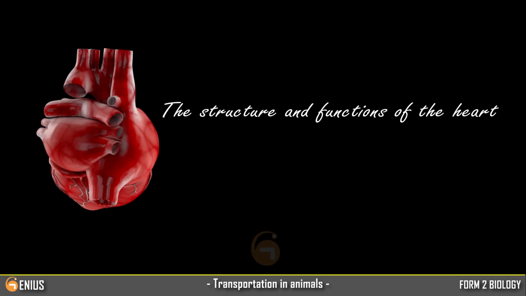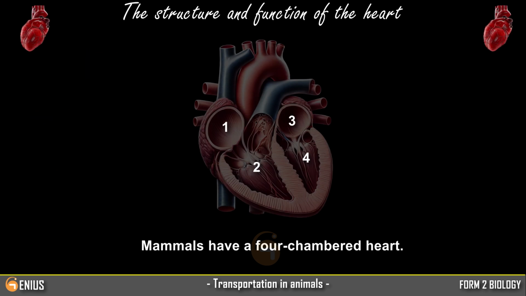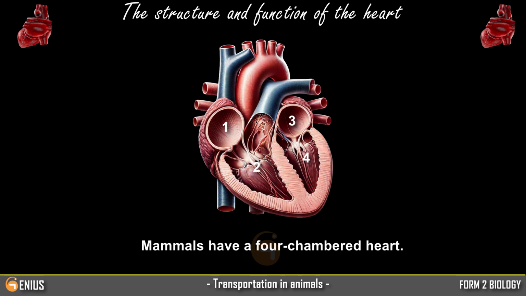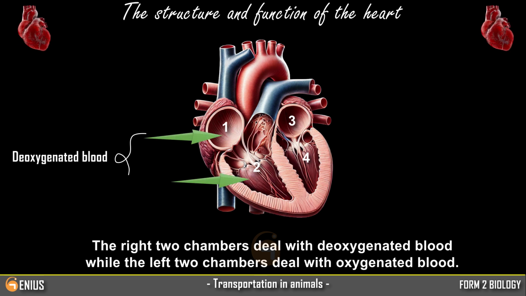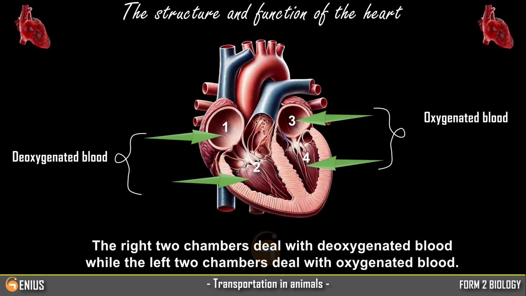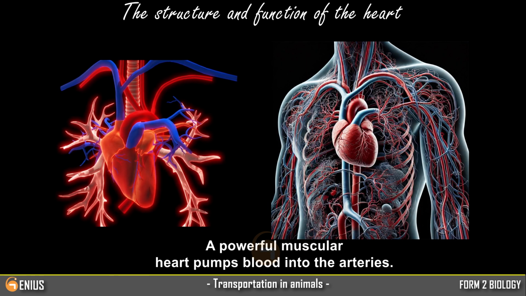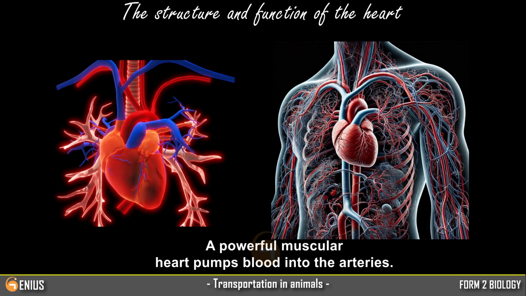The structure and function of the heart. Mammals have a 4-chambered heart. The right 2 chambers deal with deoxygenated blood, while the left 2 chambers deal with oxygenated blood. This ensures that deoxygenated and oxygenated blood does not mix. A powerful muscular heart pumps blood into the arteries.